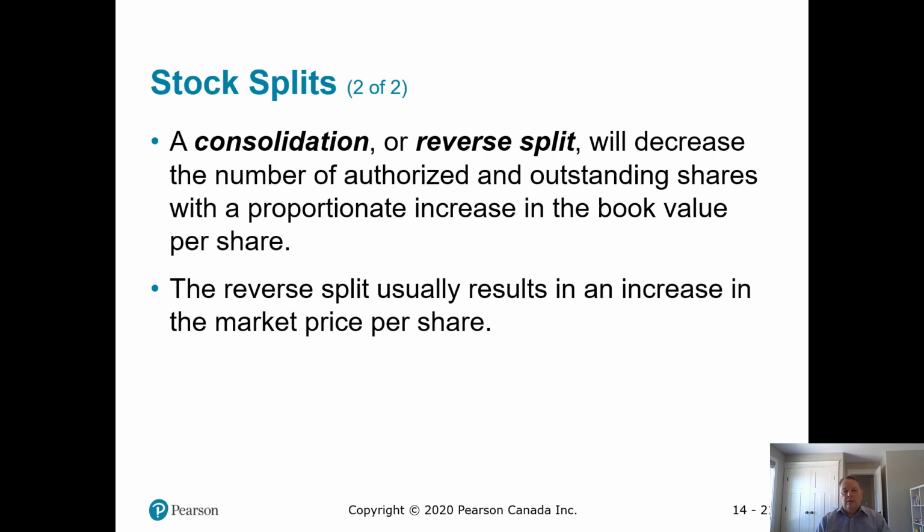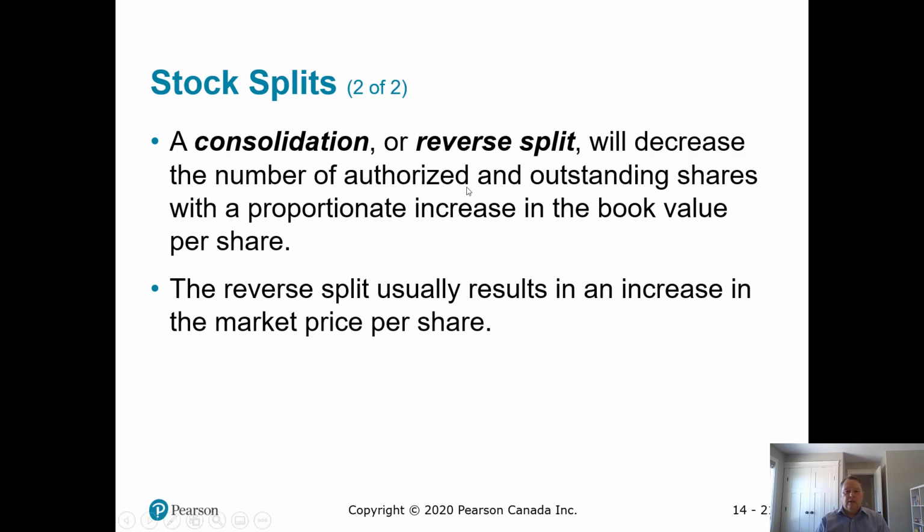Hold on. Now we can do a couple of different things here, a consolidation or a reverse stock split. You can decrease the number of authorized and outstanding shares. What this usually does is it increases the market price. So again, if your shares were trading at $1 a share and you thought, no, we want to be a $10 stock, well, you can reverse split. In other words, exchange every 10 shares for one new share, and you'd end up with one share and probably a price that went from $1 to $10 on the stock market.